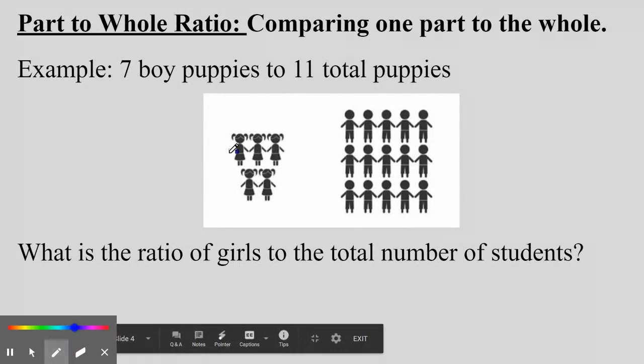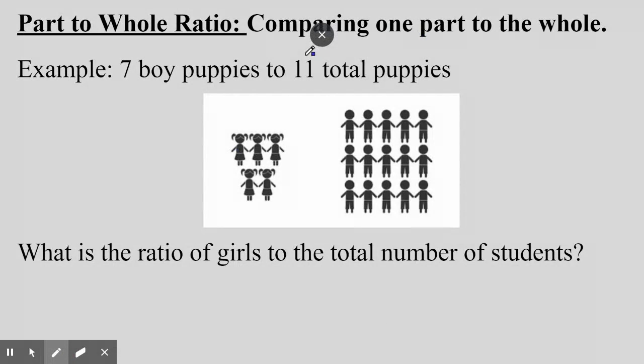Now our next situation is a part to whole ratio, where we're comparing one part to the whole. So my example is 7 boy puppies to 11 total puppies. Well, this time I'm only comparing boys to the total. I'm not comparing boys to girls. So with this problem, what is the ratio of girls to the total number of students? So we have to note that girls came first in the problem and the total of students came last.